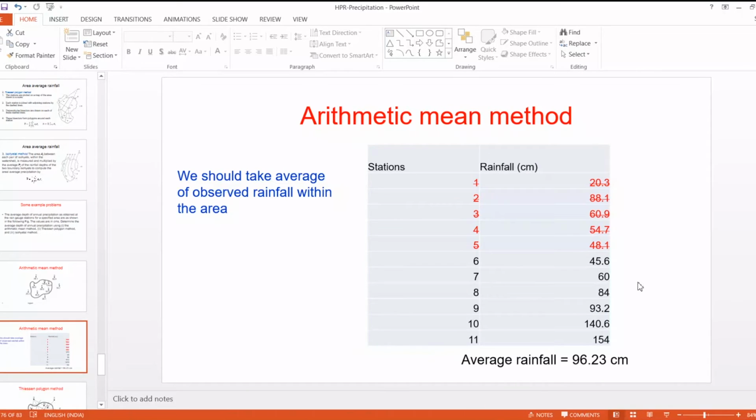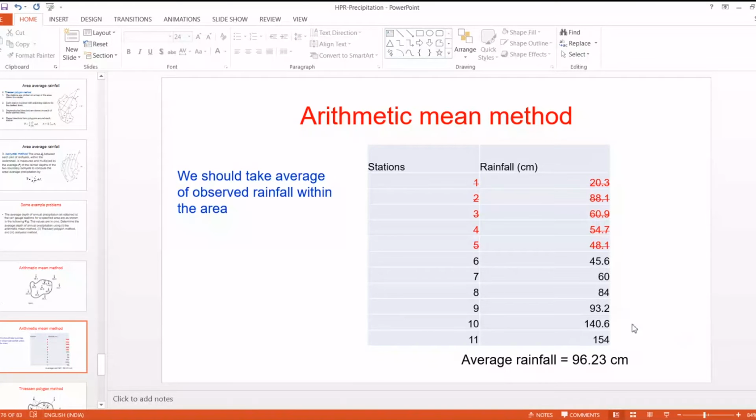Please note down that although these rain gauge stations are near the catchment area, they are outside the catchment area, so they are not considered. This is the drawback of the arithmetic mean method, because although the rain gauge stations are very close to the catchment area, we cannot use them to calculate mean rainfall in that catchment area. So average rainfall is given by 96.23 centimeters.